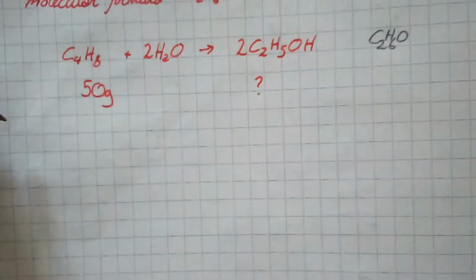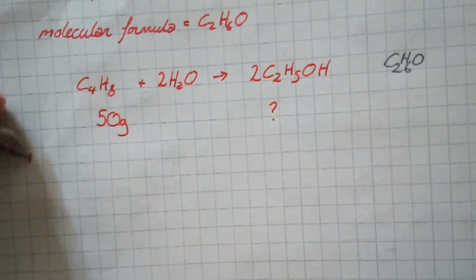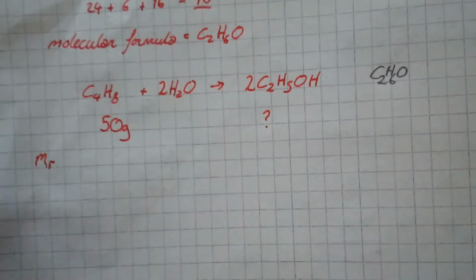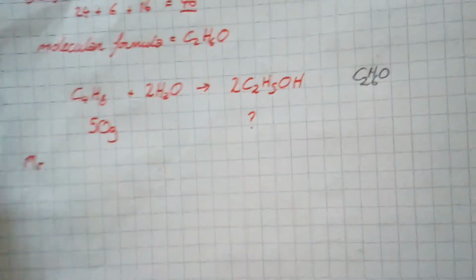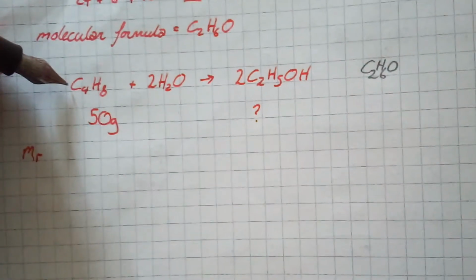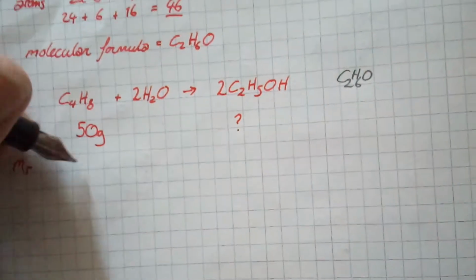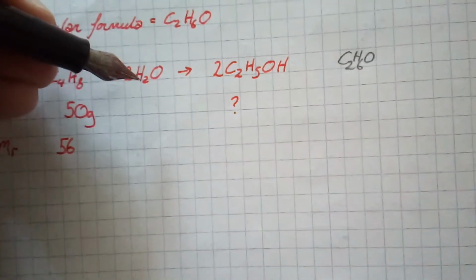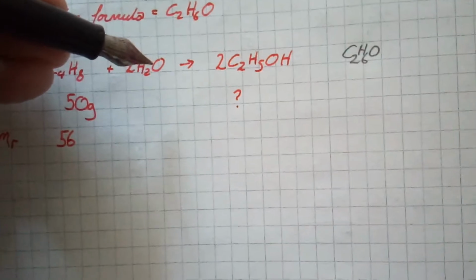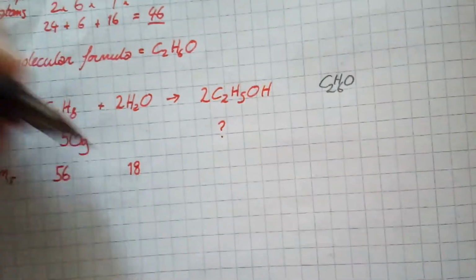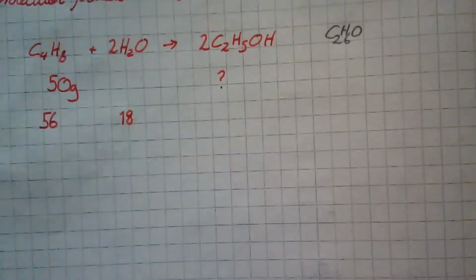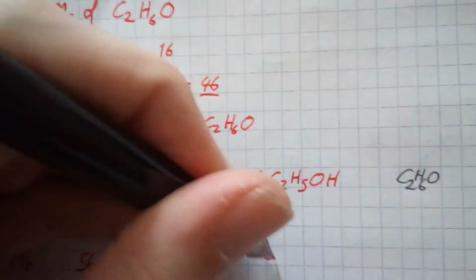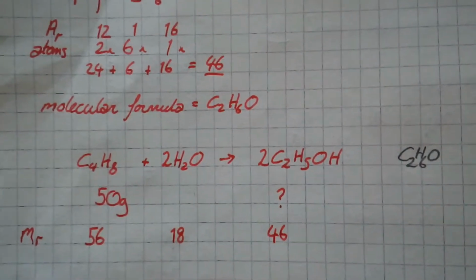So where to start? Start in the same place every time, and that is with the MR of the molecule. So I've got here C4H8. So 4 times 12 is 48, plus 8 times 1, that's 8. So we've got an MR of 56. Water, we've got 2 times 1, so that's 2, plus 16, so that gives me 18. And the MR of ethanol, we've already figured it out up here, is 46. There we go, 46.